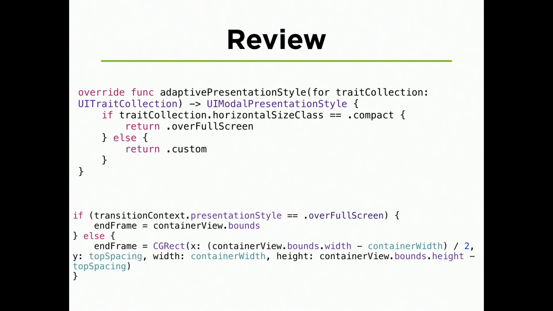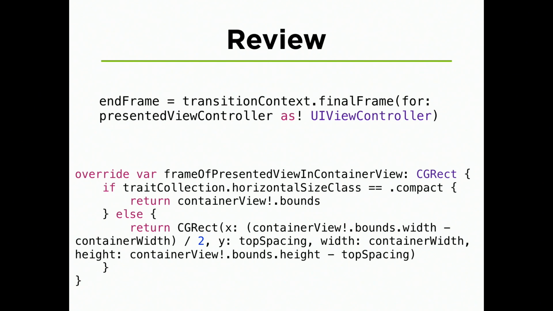So just to review really quickly again, there's two methods for doing this: the adaptive presentation style, which would be a little more useful if we were using a built-in full screen style or something that Apple provides, but since we're using our own animator here, we can also just check it, as you see there at the bottom, to see that it's a certain presentation style and adjust accordingly. Or we can use the frame that the presentation controller provides and use that on our animator.